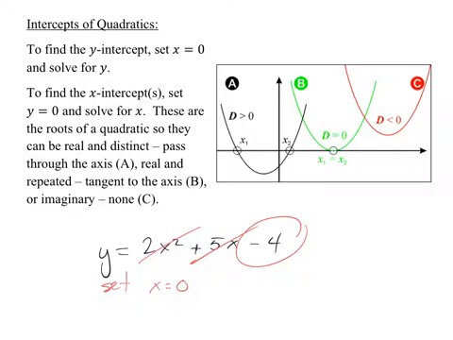So write yourself a note, please. The c value in standard quadratic form is the y-intercept. The c value in standard quadratic form will always be your y-intercept. Okay? Always be your y-intercept. Can I press on? We're good?